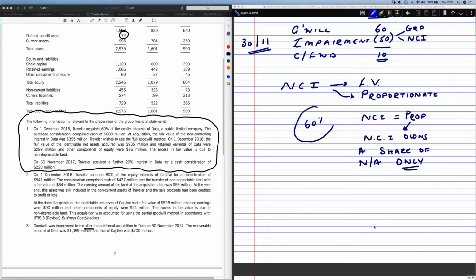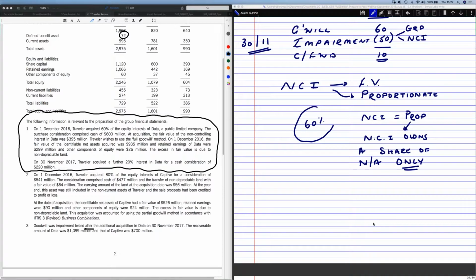Now, here is a question for you, and you might say, not another question. I say, yes, I always ask questions. Please tell me this. Which policy for the NCI produces the higher goodwill figure? Is it fair value or is it proportionate? You're all saying fair value.